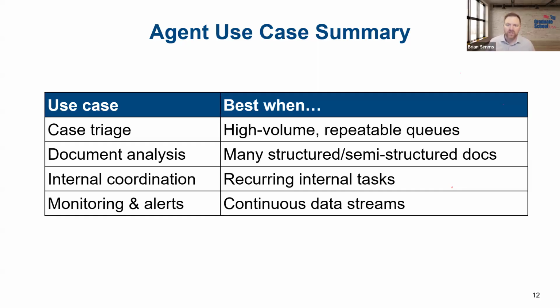There's a couple of really good use cases based on what we just talked about, or where AI agents would be good and maybe not so good. So this is kind of a quick reference for where they tend to work well. So case triage, certainly, high volume, repeatable queues. This is the kind of work that an agent would be really good at, right? Let me sort these into different buckets and flag different exceptions, those types of things.